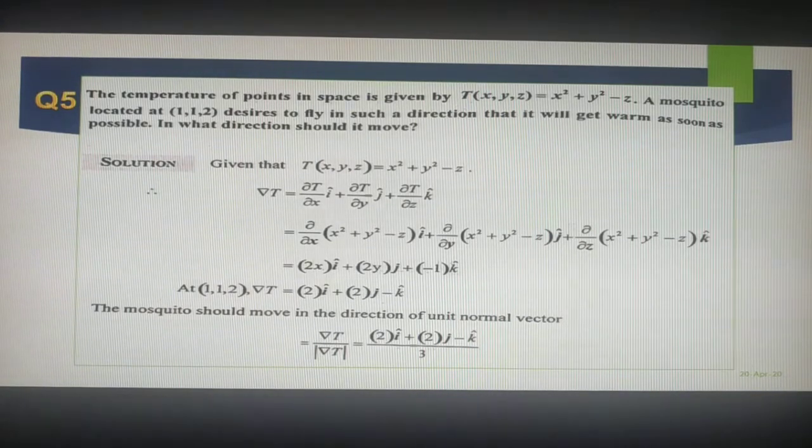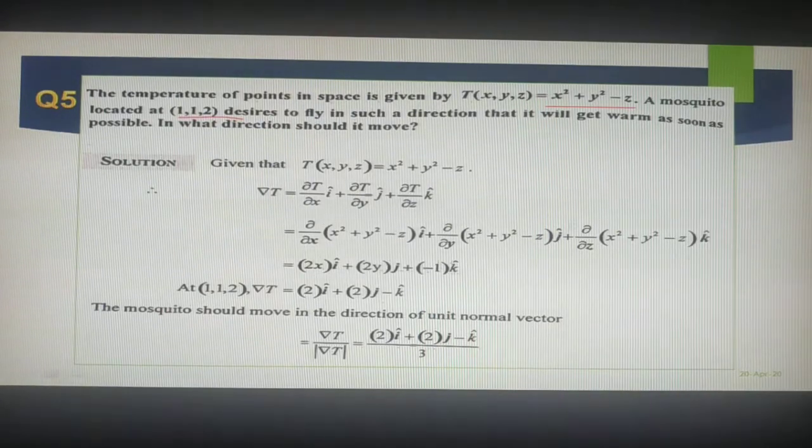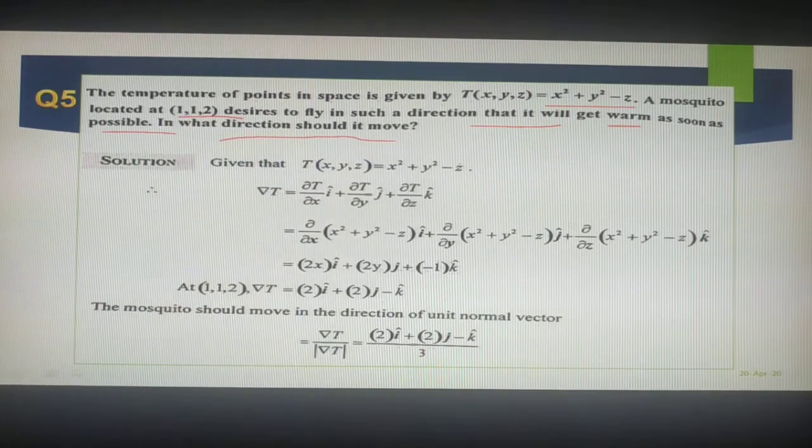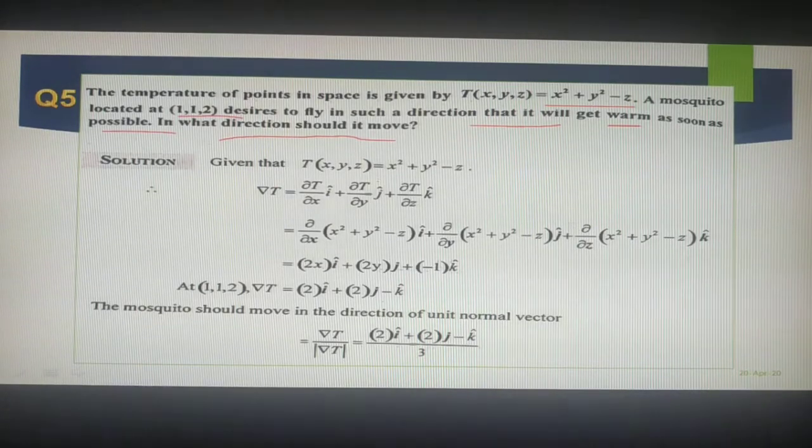Right. See one more problem. Here we have some temperature which is a scalar point function, and a mosquito is located at some point in that region. So we have to find such a direction that it will get warm as soon as possible. So in what direction should it move? It seems to be a silly question, but anyway, that may not happen in reality.